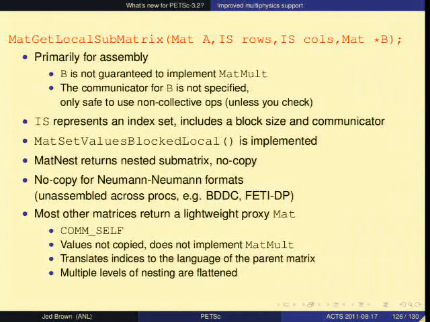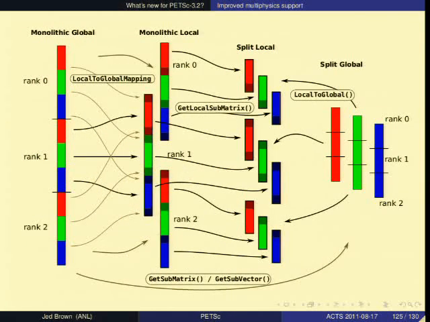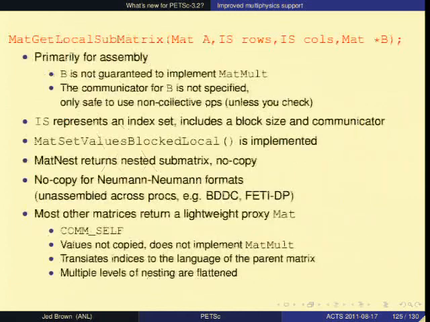So you have a matrix, and you have an index set for the rows and columns that you want to pull out, and these rows and columns are with respect to this space. This is not a collective operation. You can call it locally. The matrix that gets returned to you isn't guaranteed to implement matmult. So it's not necessarily a fully functional matrix, but you can insert values into it.